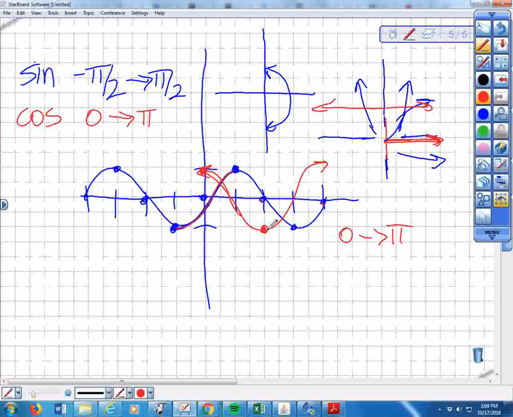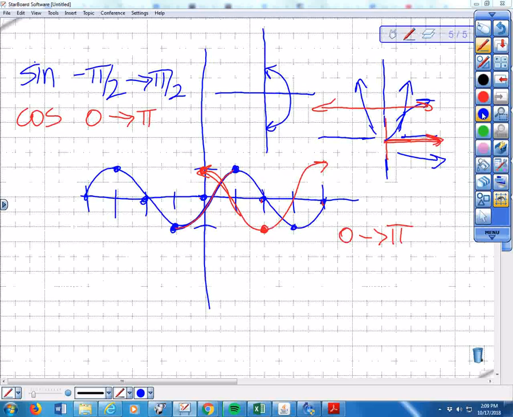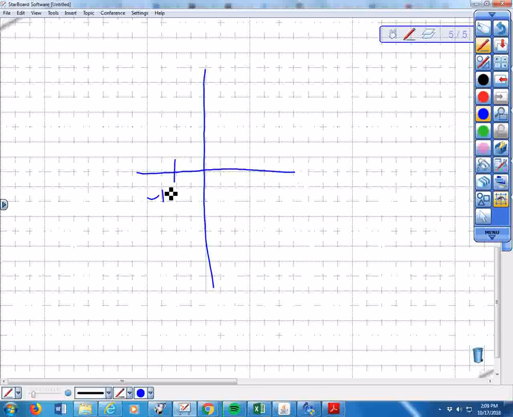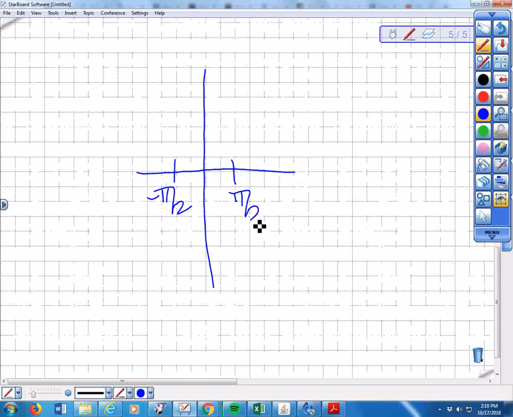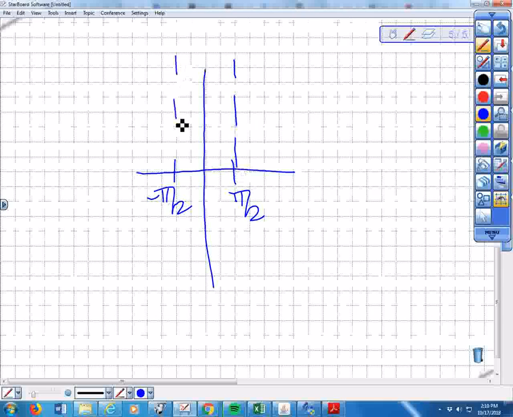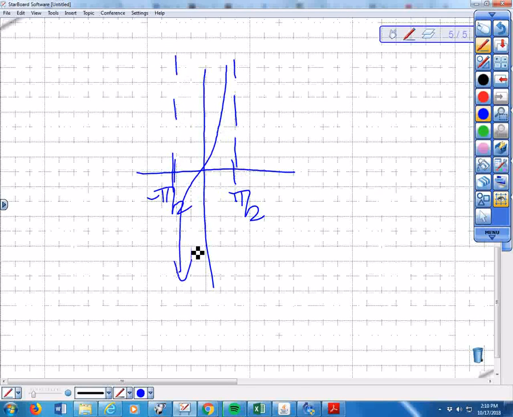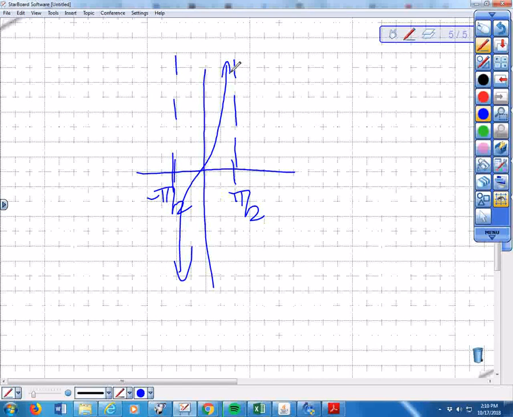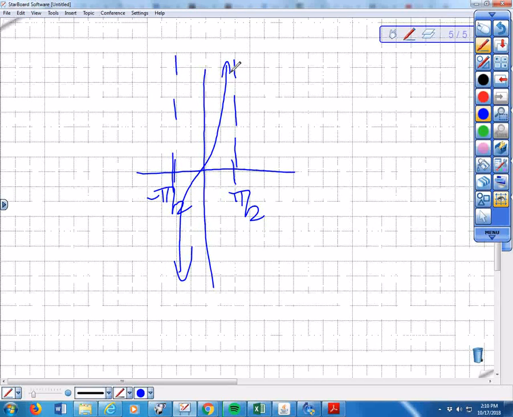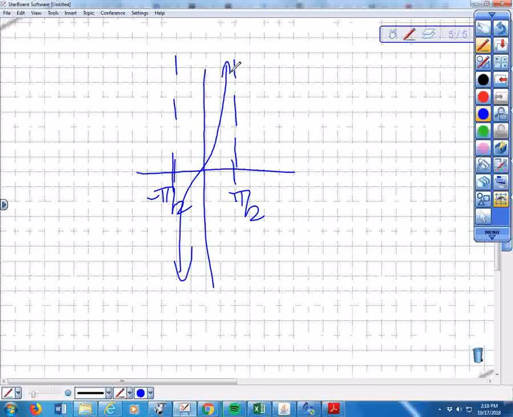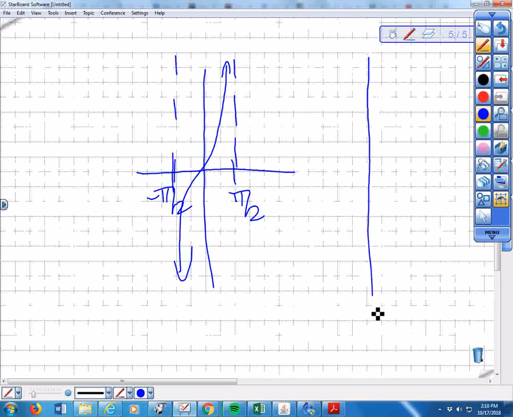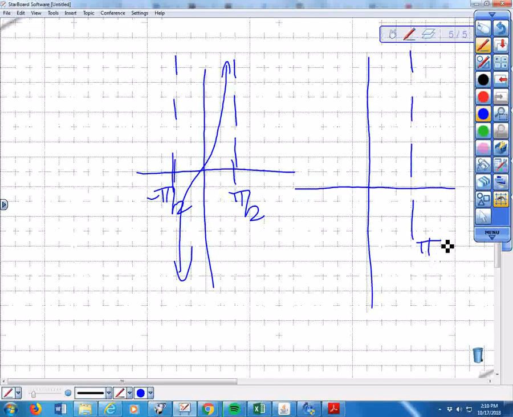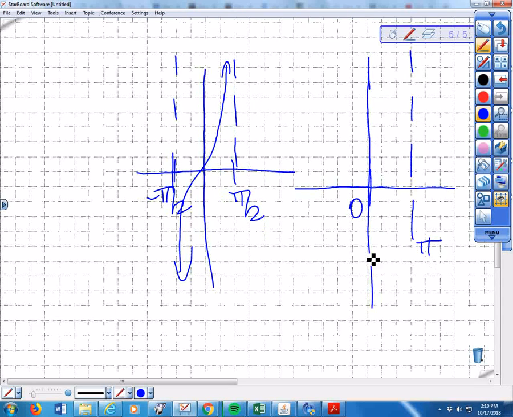Okay, tangent, cotangent, same kind of idea. Tangent, these are your asymptotes, and tangent looks like that. So its domain restriction is actually just that graph around the origin, from negative pi over 2 to pi over 2. Okay, cotangent actually has asymptotes at 0 and pi.